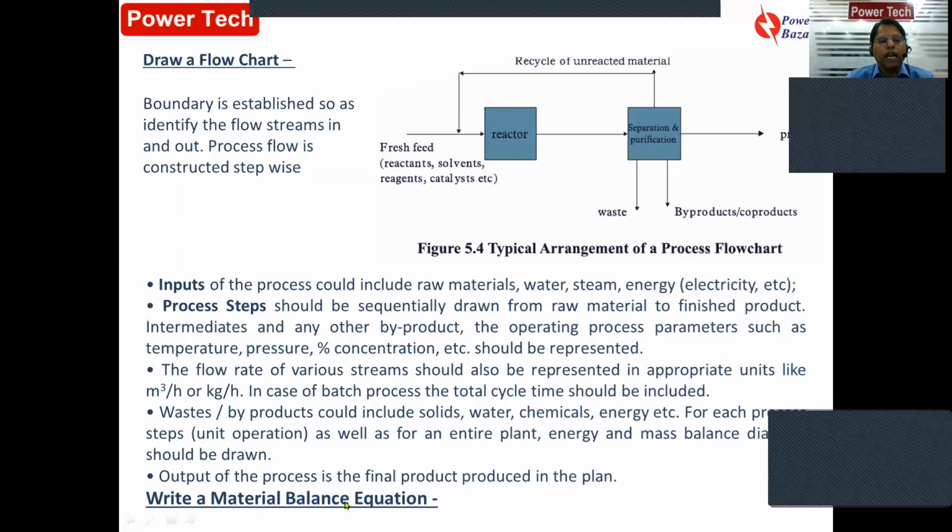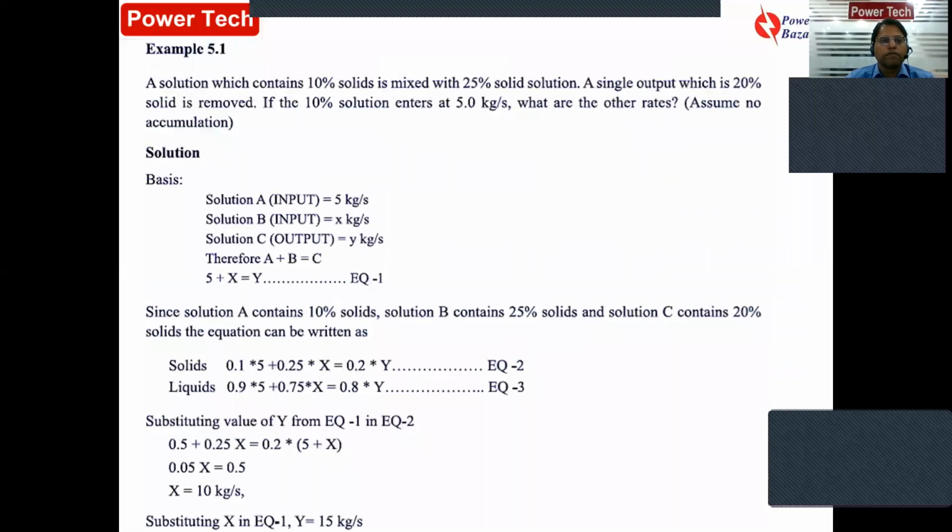And after that, write a material balance equation. So these are the steps for material balance. Exactly what you do, while drawing the process flow chart, you have to showcase all the input, output, co-product, byproduct. Then you have to write all the mass units. If it is a batch process, you have to write the total cycle time. Then you have to mention the temperature, pressure, concentration, everything. And after that, you have to calculate, analyze, and write a mass balance equation. So this is all about material balance.